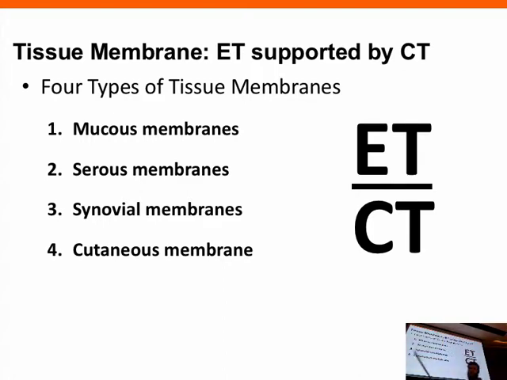The big thing to remember here is that one of these tissue membranes is epithelial tissue over a layer of connective tissue. That's a tissue membrane. That's it. ET over CT. Epithelial tissue over connective tissue. That's the definition of a tissue membrane. All right? The grandest takeaway.